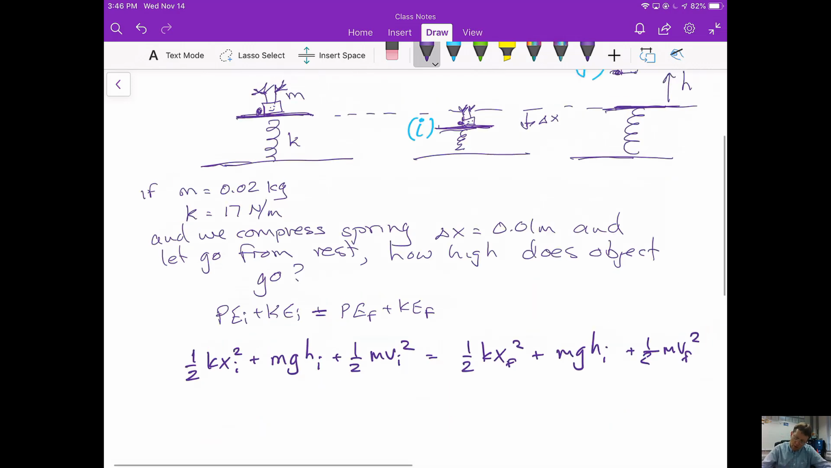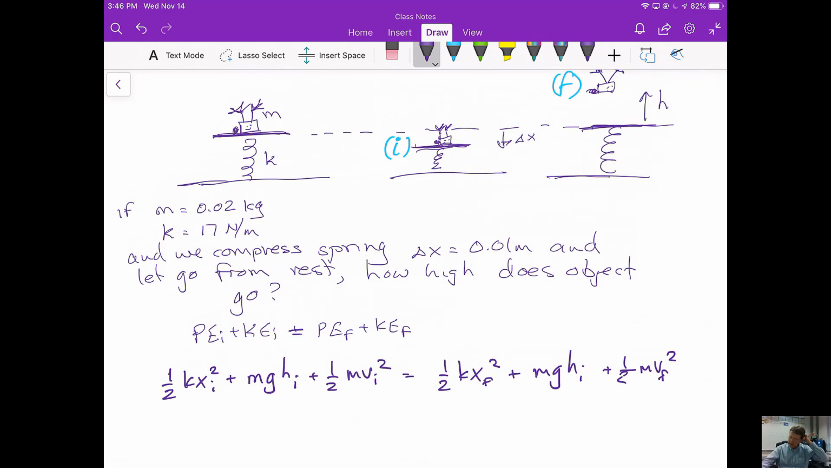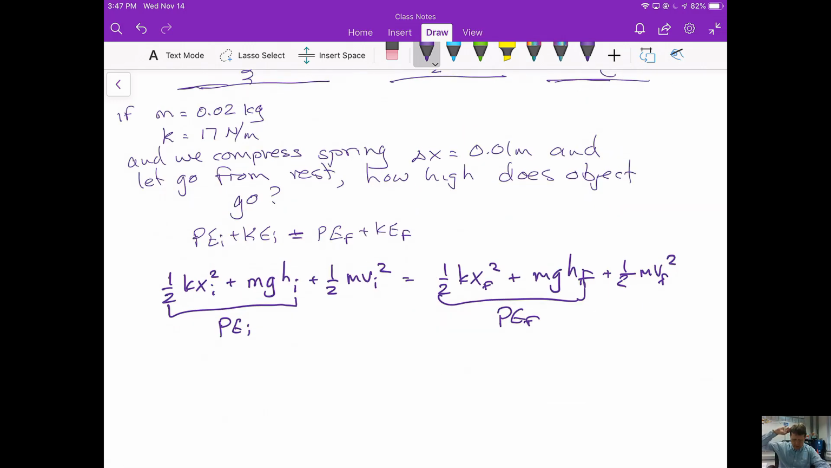So when we write out energy conservation, we just write out total mechanical energy, which is the total potential energy plus the total kinetic energy. Again, in this case, we've got both spring potential and gravitational potential. So this is PE initial, and this is PE final. Okay, so now we just fill in what we know and what we don't know.